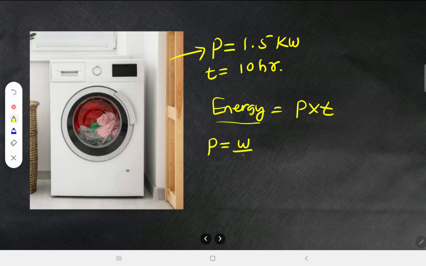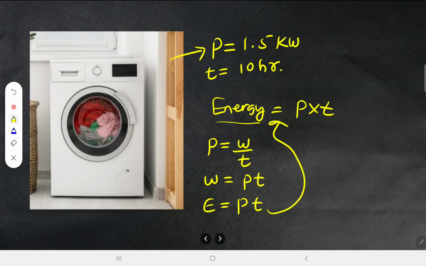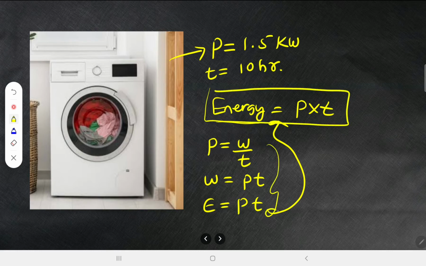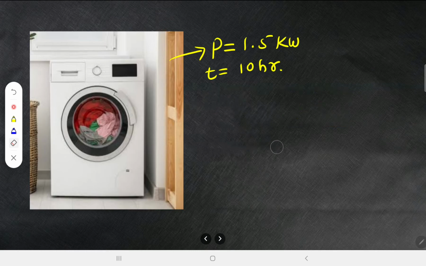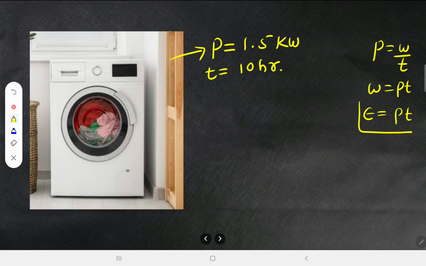Power is equal to W by T. Then W is equal to PT. W means what? Energy. Energy is equal to PT. Look at this, it has come to the same thing. I hope when I told you directly energy is equal to PT, you were confused. But when I came like this, now I think the concept is quite clear. Let us do the same concept once more, sidewise. Power is equal to W by T, W is equal to PT, and W is nothing but energy. Energy is equal to PT only.